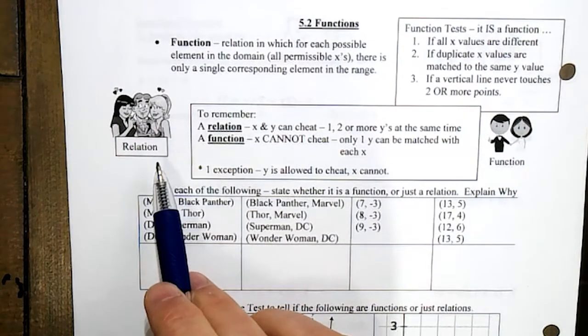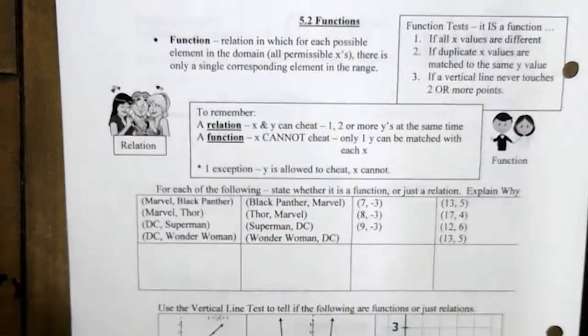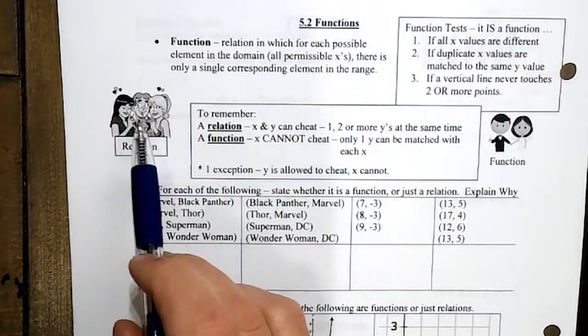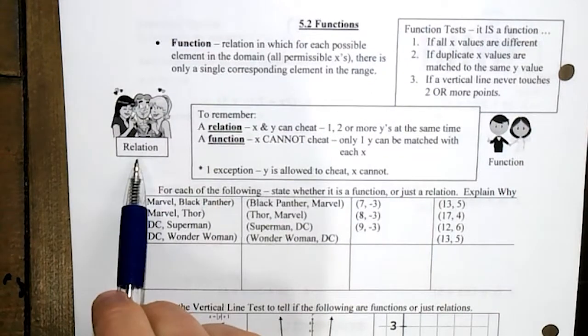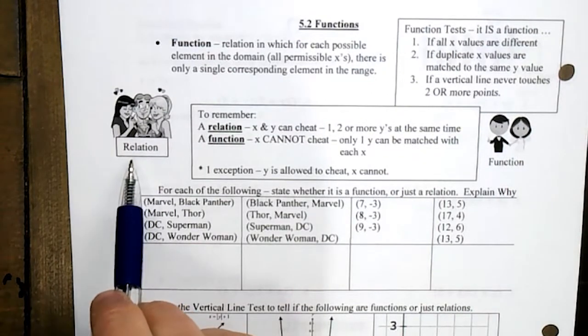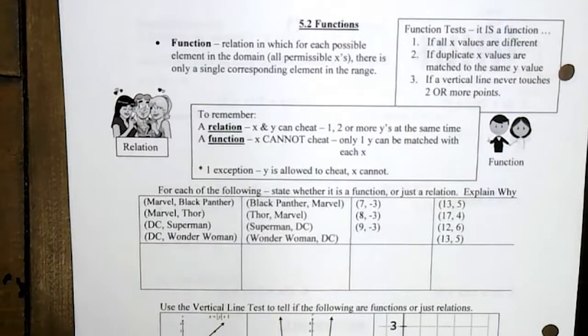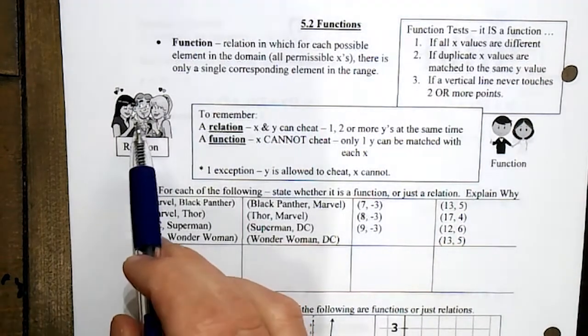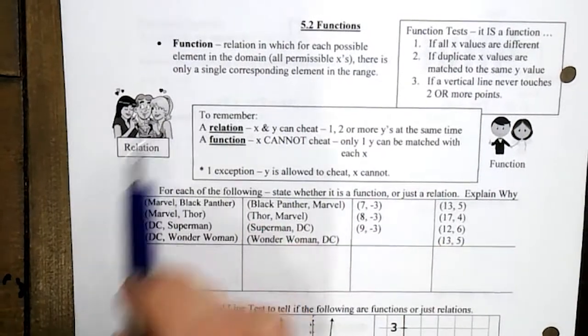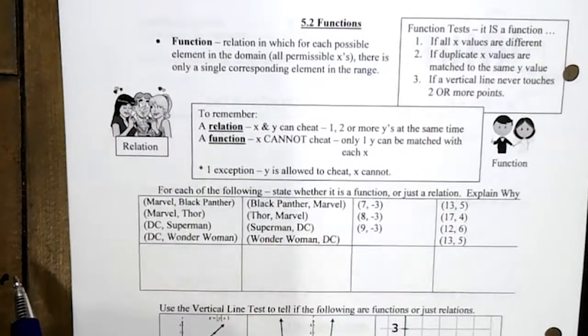Now the key thing about a relation is there's not a rule about them. You could have one x with two different y's at the same time. And I always like to use the comic strip Archie, or Riverdale if you've watched the show, in that everybody seems to be dating everybody. So you can have one person in a relationship with two or even more people.